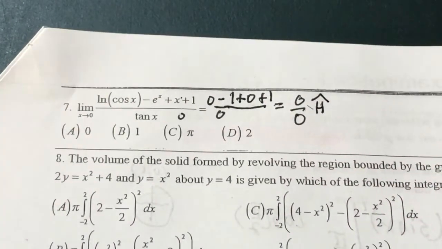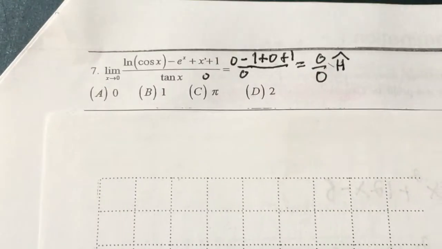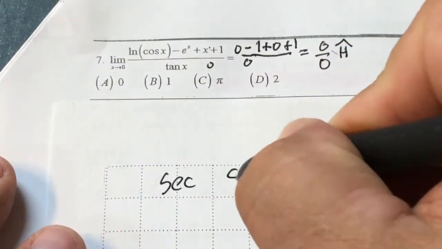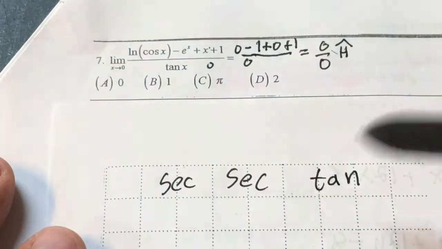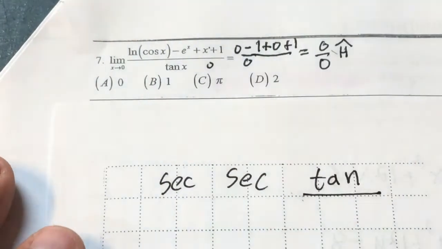So I'm going to take the derivative of the top and the derivative of the bottom. Well, the derivative of tan x is secant squared. Remember secant, tan, this is going to be helpful, this note. So the derivative of tan is secant squared. So that's going to go on the bottom.